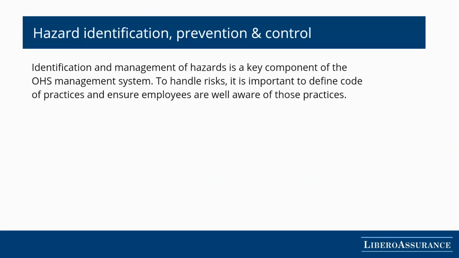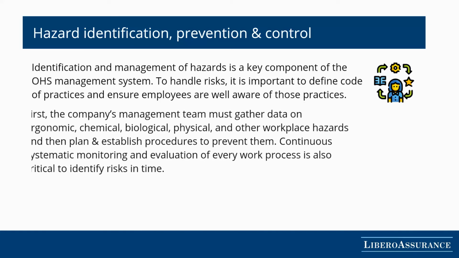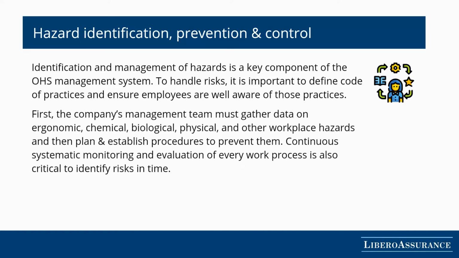Hazard identification and management is a key component of the occupational H&S management system. To manage risks, it is critical to develop a code of practices and ensure that all employees are aware of such standards. The company's management team must first collect data on ergonomic, chemical, biological, physical, and other workplace risks before planning and implementing preventative measures. Continuous systematic monitoring and evaluation of all work processes is also essential for detecting dangers in time.